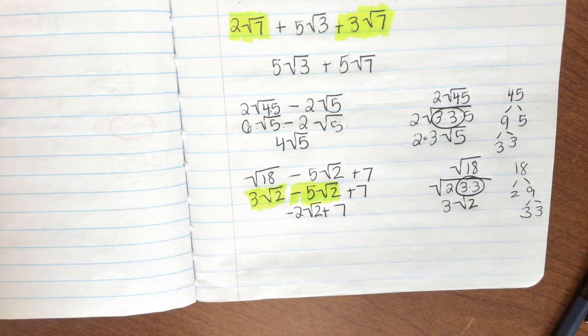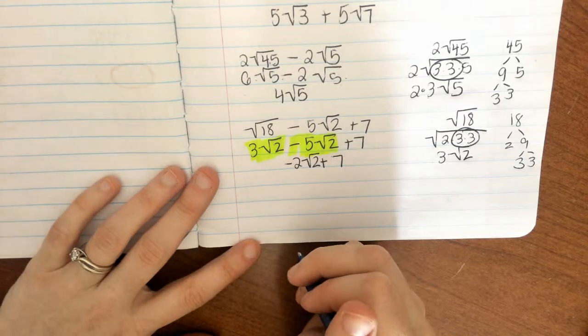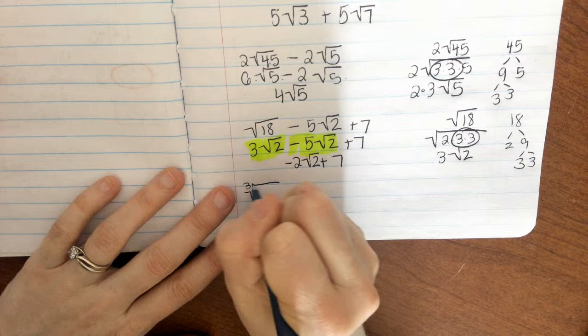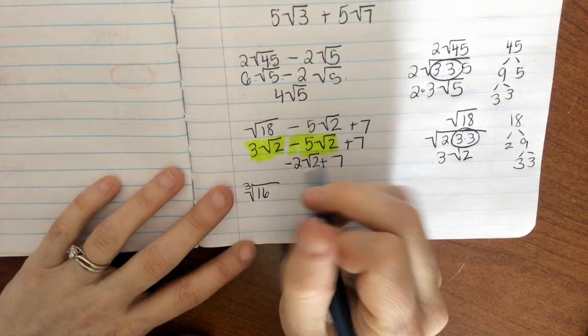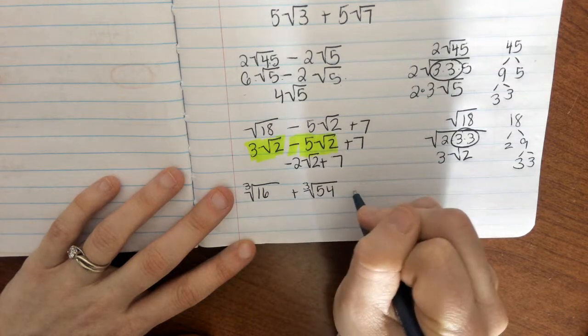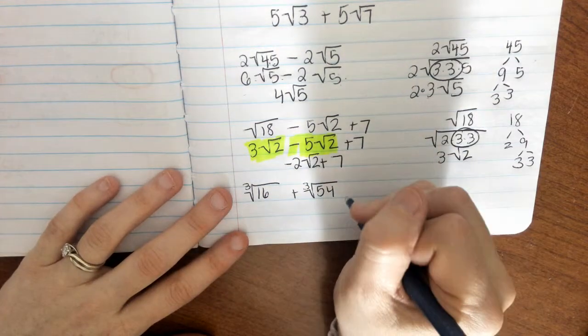I'm going to do one more that we did in class. And that would be with cube roots. So pay attention to the index on the problems, because of course that means something different. The first two terms in here are going to have cube roots, and the last term has a square root.